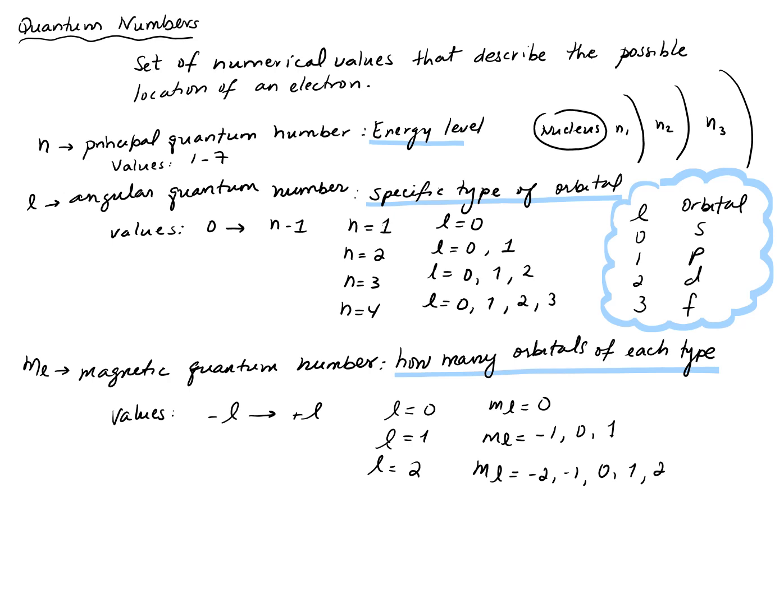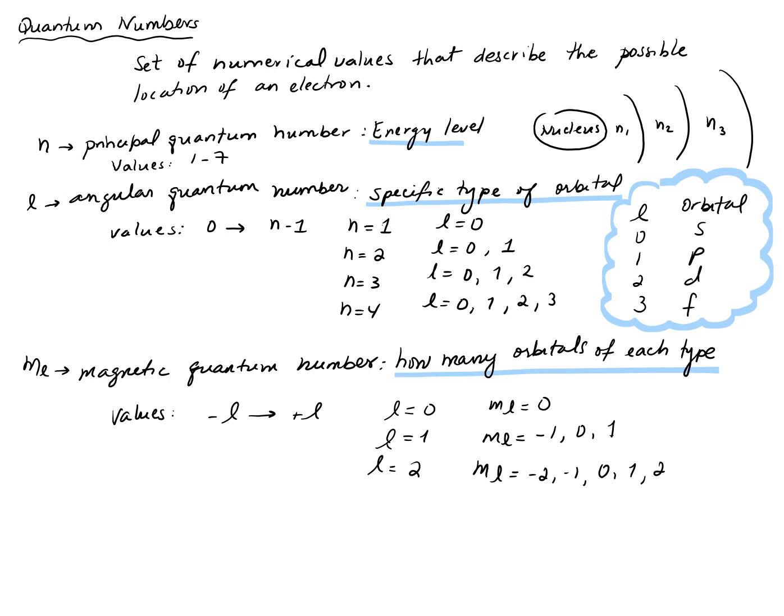Now the third quantum number is the magnetic quantum number. This one we're using to determine how many orbitals of each type you have. So the possible values that we're getting for this magnetic quantum number are given by the numerical value of L. So if you know the numerical value of L, you can determine the numerical values for m sub L. The values of m sub L are going to start at negative L all the way to positive L passing through 0.